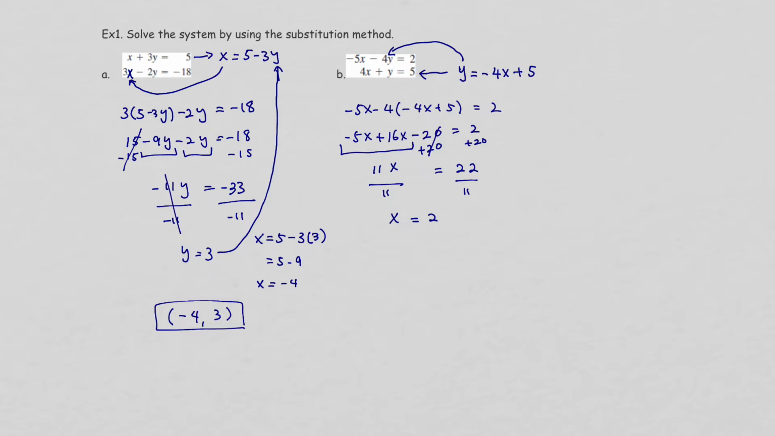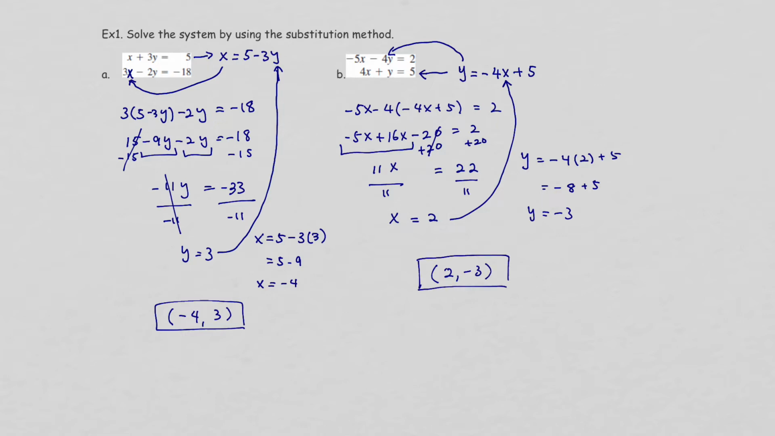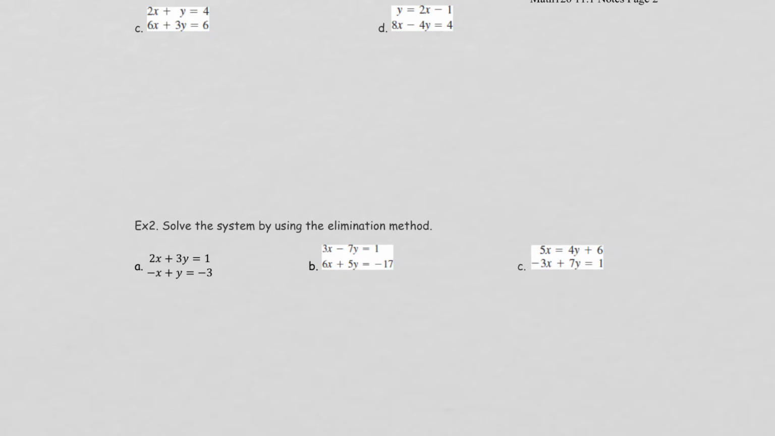Once I have one solution, let's replace it in the other equation to find my variable y. So I will have negative 4 times 2 plus 5. This makes it negative 8 plus 5. My y will be negative 3. So x is 2, y is negative 3. Make sure when you're writing a point, your x value always comes first before your y value, right? So this is how you use the substitution method. Let's try C.